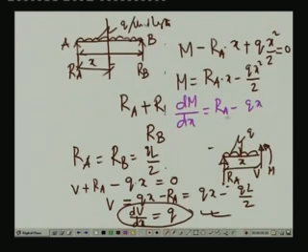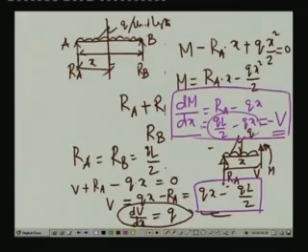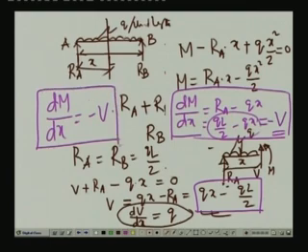Now, RA as we have seen is QL by 2. So, this is QL by 2 minus Qx, and this is nothing but equals to minus V. V as we have seen is equals to Qx minus QL by 2. So, dM dx, if we substitute, QL by 2 minus Qx is minus V. So, this is the expression which we have obtained, that dM dx is equals to minus V. So, this can be verified from this particular example, that we get dM dx as equals to minus V and we get dV dx as equals to Q.